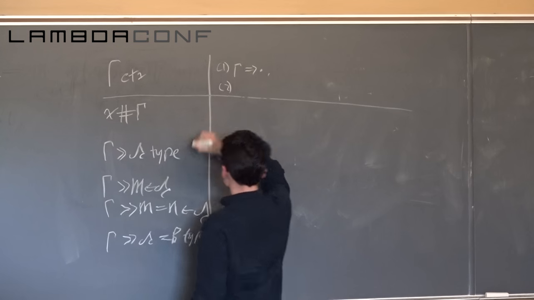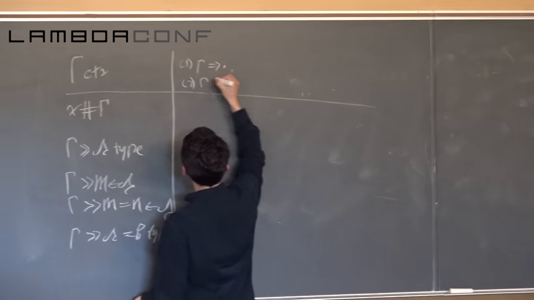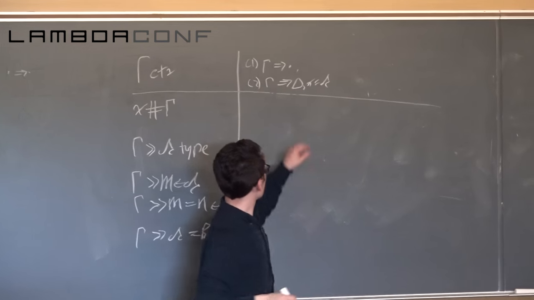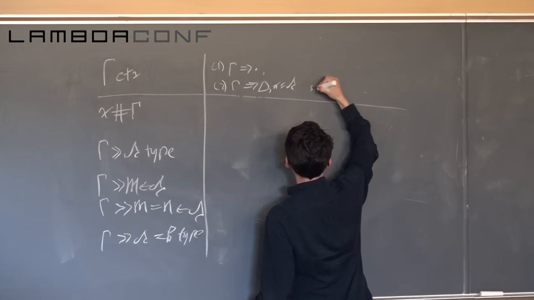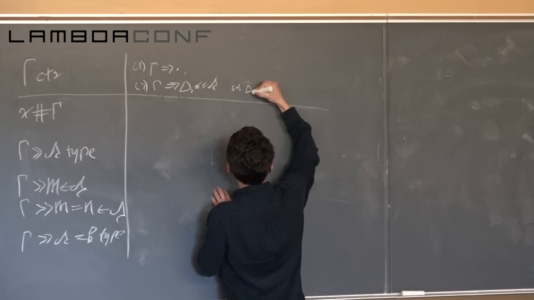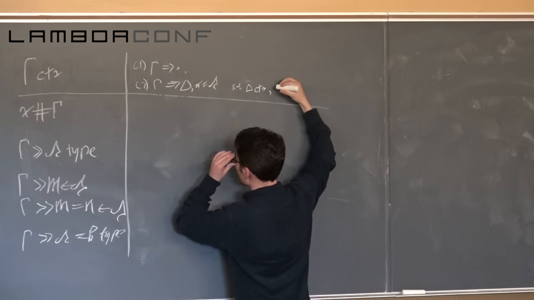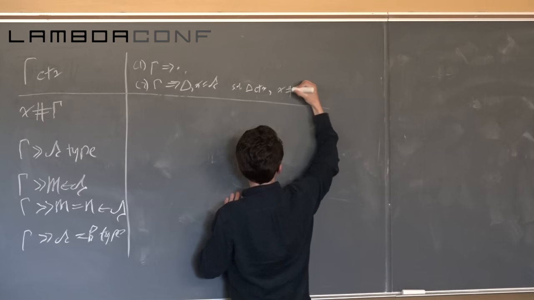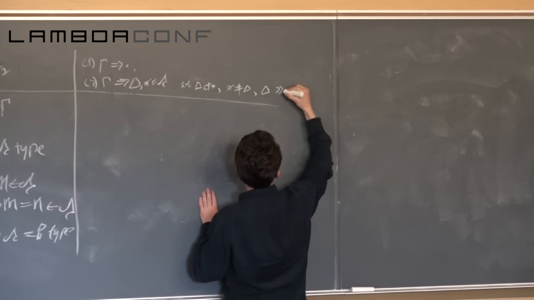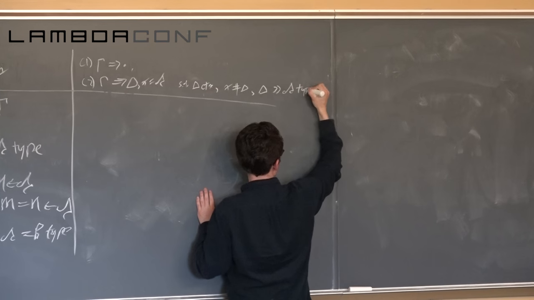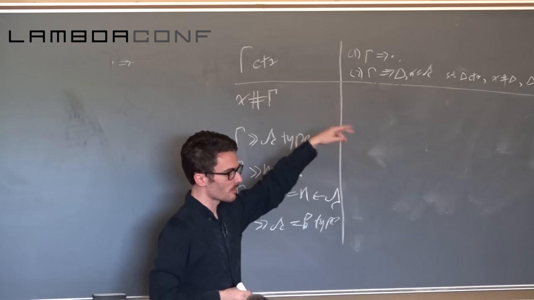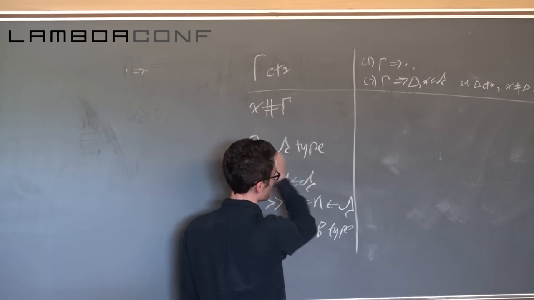The second option, door number two, is that gamma evaluates to delta comma x in A, that is, the extension of some other context delta, such that delta is a context, and that x is fresh in delta, and that delta entails that A is a type. Okay. So we've already depended on things that we have yet to explain, but we'll explain them in due course.